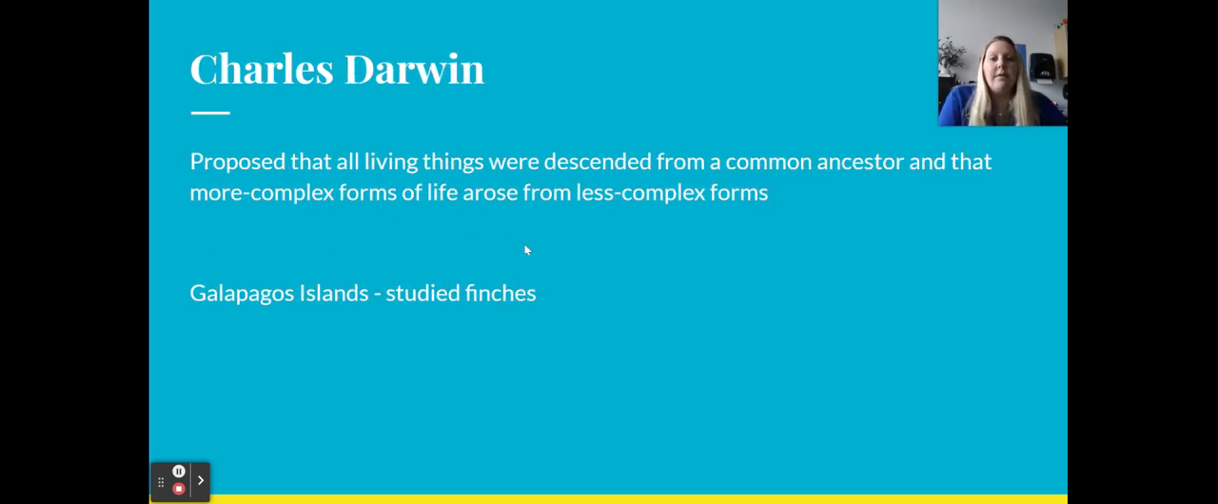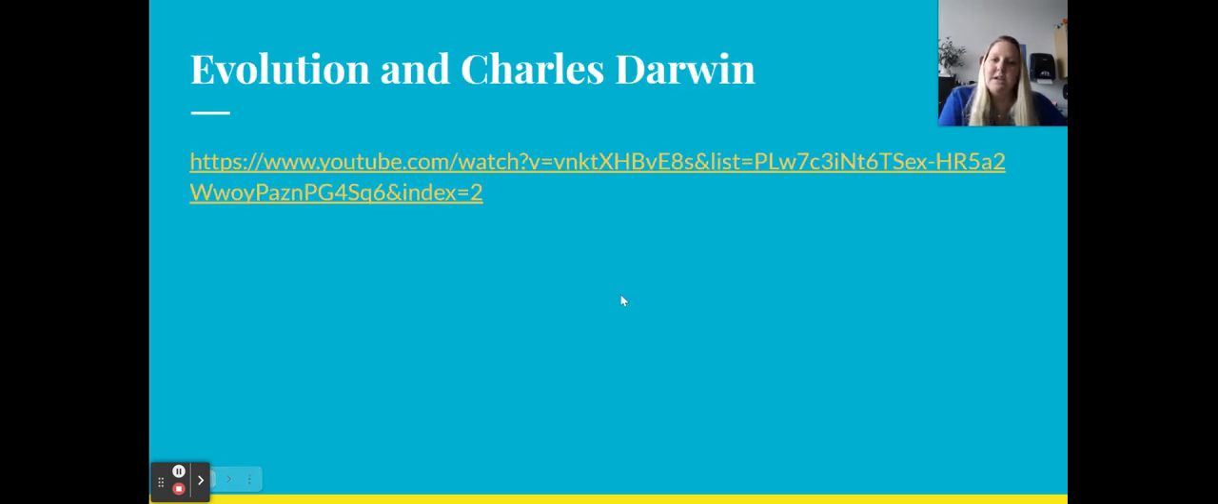Darwin proposed that all living things were descendant from a common ancestor and that more complex forms of life arose from less complex forms. He traveled around the world aboard the HMS Beagle, which we'll get to in just a minute, and his main stop was at the Galapagos Islands where he studied finches. There's a short video here. It is in the PowerPoint. I would encourage you to watch it. It really explains Darwin's time aboard the Beagle.